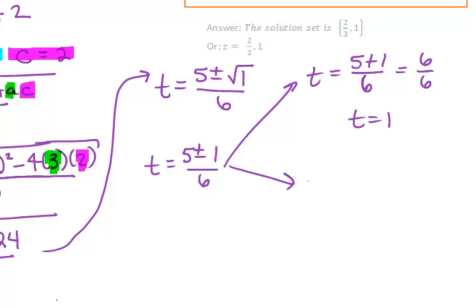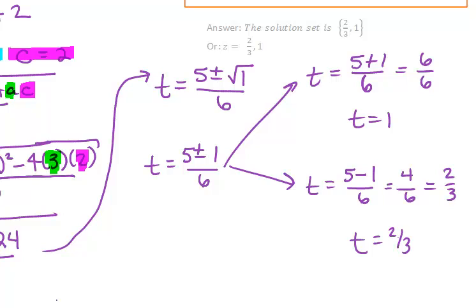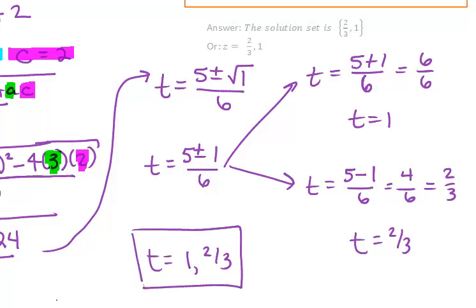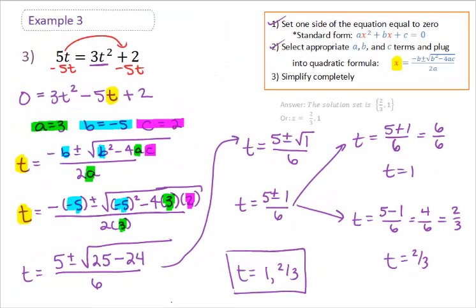Now the other way is t is equal to 5 minus 1 over 6. 5 minus 1 gives me 4 over 6, and 4 over 6 reduces to 2/3. So that gives me my other answer here. This is a degree 2 problem. I should have 2 answers, and so my solutions are t is equal to 1 and 2/3. Or the solution set is those same numbers in the braces.